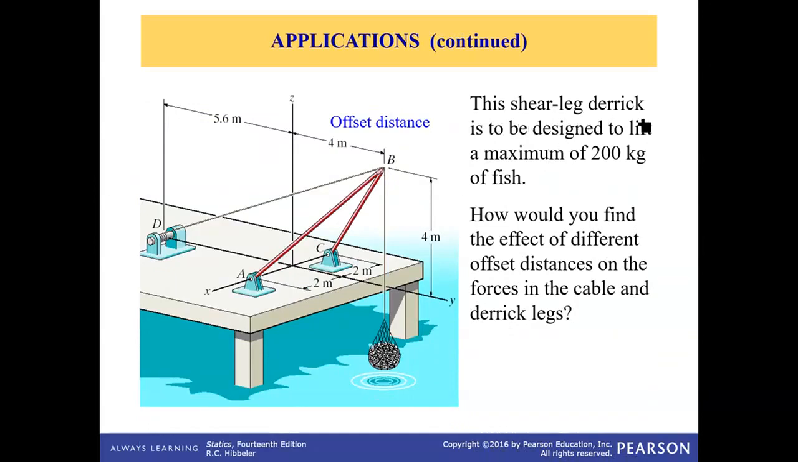The sheared leg derrick is to be designed to lift a maximum of 200 kg of fish. How would you find the effect of different offset distances on the forces in the cables and derrick legs? So this is being supported at B. If we draw a free body diagram of B, then we will have one force here, second force here, third force in the cable, and fourth force is because of the weight of the fish. And then by drawing the free body diagram for B in 3-dimensional space and by applying equations of equilibrium, we can answer this question.